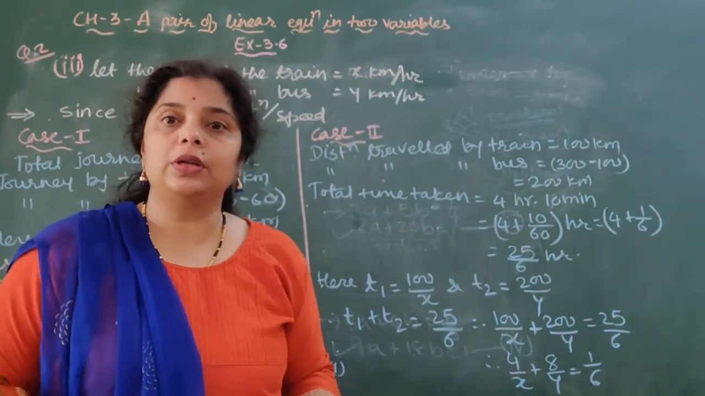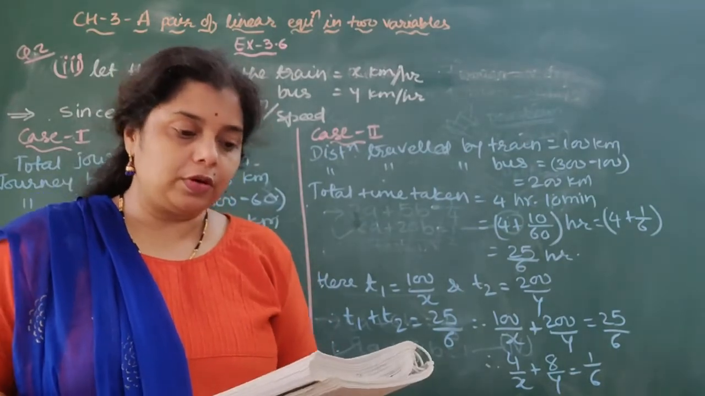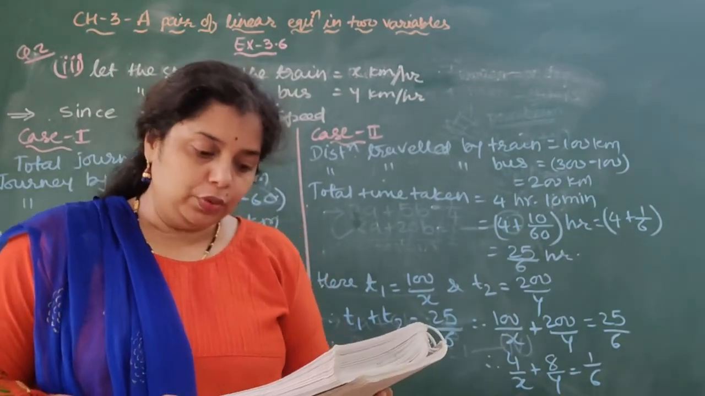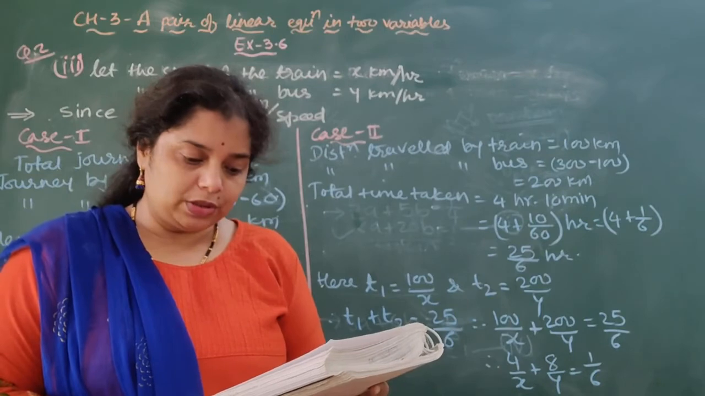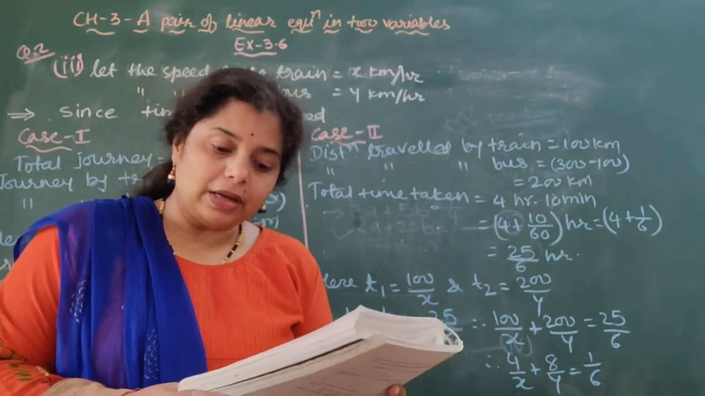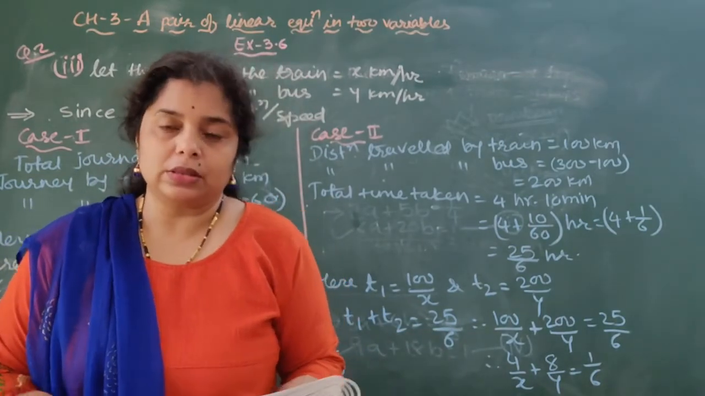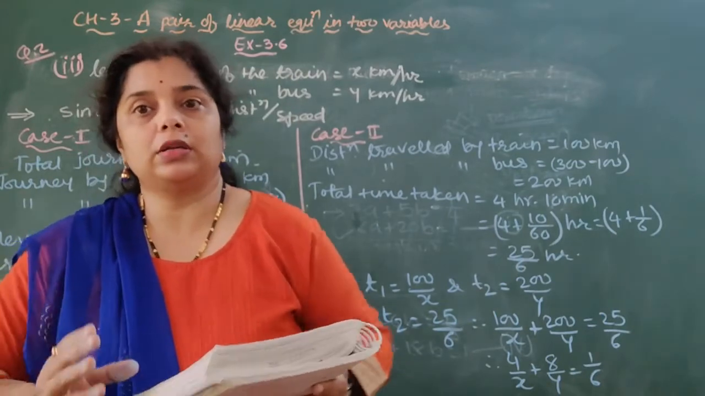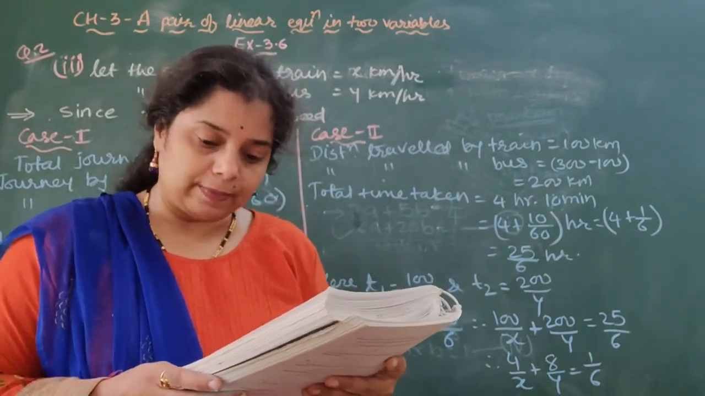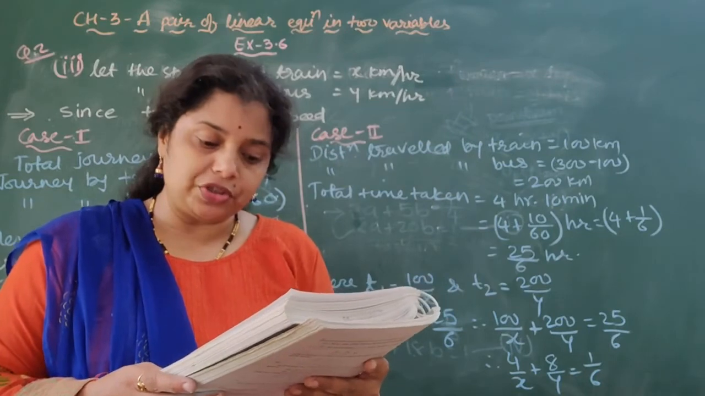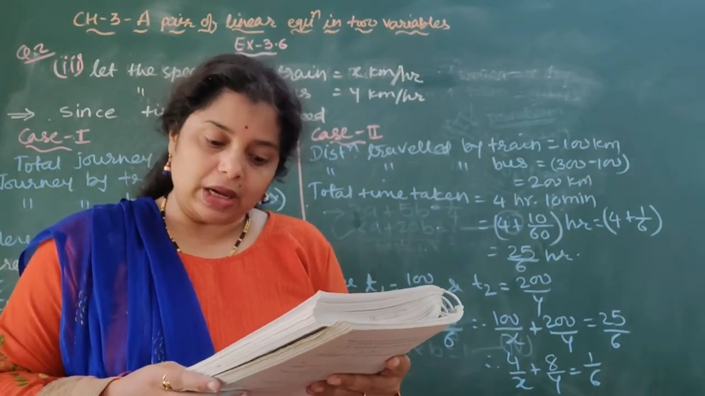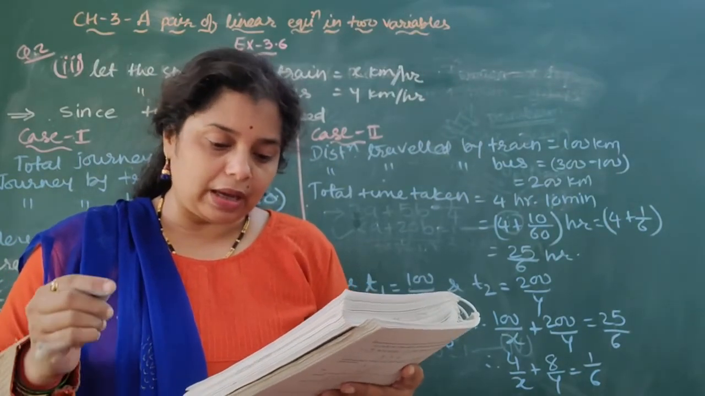Now let's do the last example of question number 2. Ruhi travels 300 km to her home partly by train and partly by bus. थोड़ा distance train से travel करती है, थोड़ा distance bus से travel करती है. She takes 4 hours if she travels 60 km by train and remaining by bus.